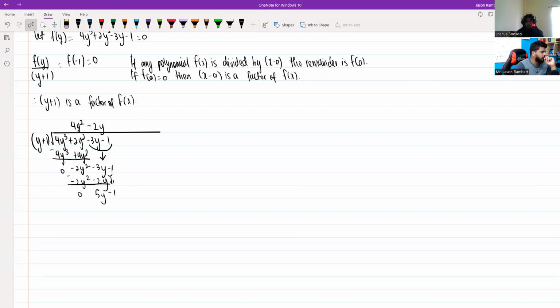I get minus 2y squared minus 2y. Minus them again. I get 0. Minus 3 plus 2 is minus 1y. Bring the minus 1 down. So I get minus 1, and I get minus y, minus 1, minus the two of them, and I get 0. So I get f of y is equal to y plus 1 into 4y squared minus 2y minus 1.